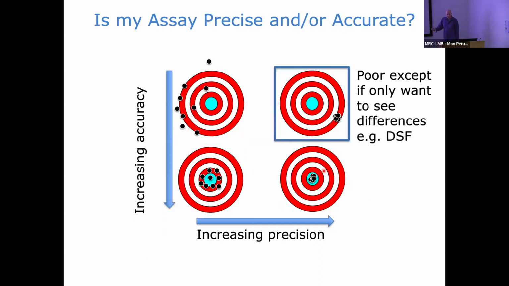In some cases, you get a very precise reading that is not very accurate. Here, all the data points are clustered, but they're quite far away from the true thermodynamic value. But sometimes that's fine for assays where we're only looking at differences, such as differential scanning calorimetry, where you're looking at a TM. It doesn't really matter what the real thermodynamic TM is. You're looking at shifts when compounds bind.